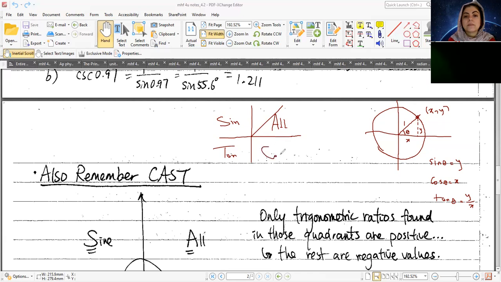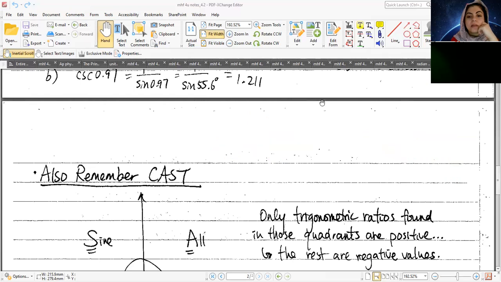The cosine. So now do you understand the CAST rule? C-A-S-T, cast. It means in the fourth quadrant, the cosine is positive, all other ratios are negative. In the first quadrant, everything is positive. In the second quadrant, just sine is positive. In the third quadrant, tan is positive. Do you understand the CAST rule now? Yes? Yeah.